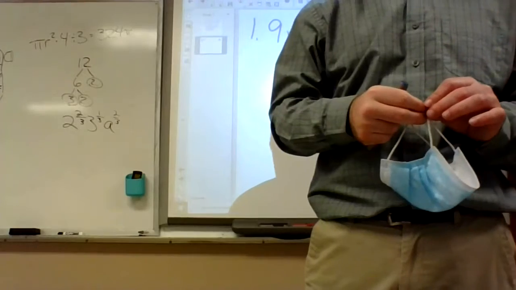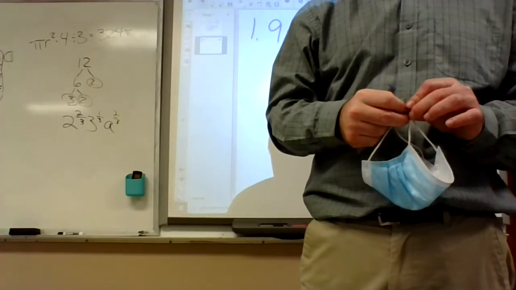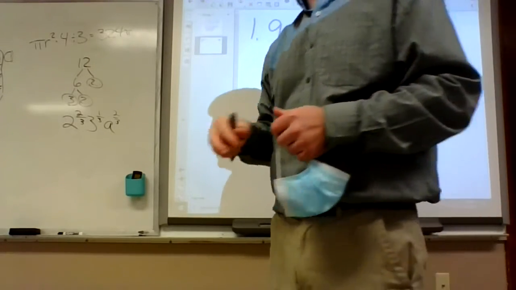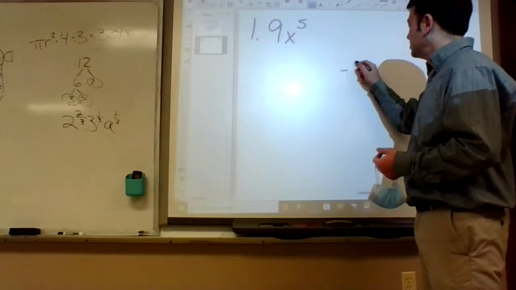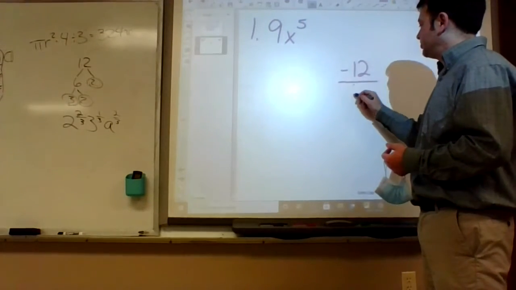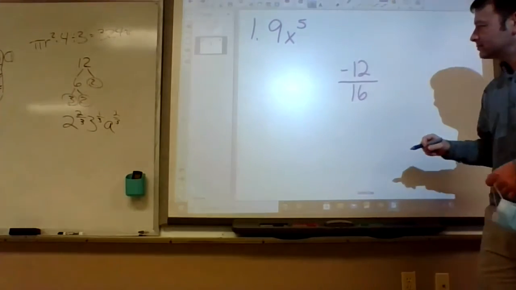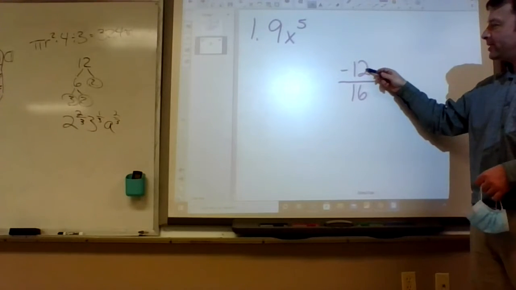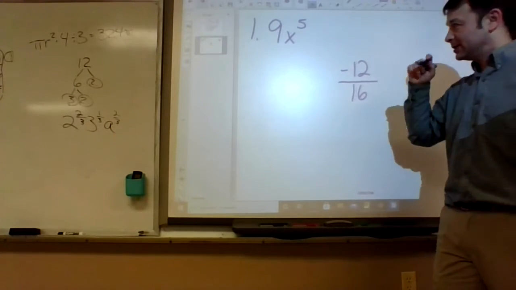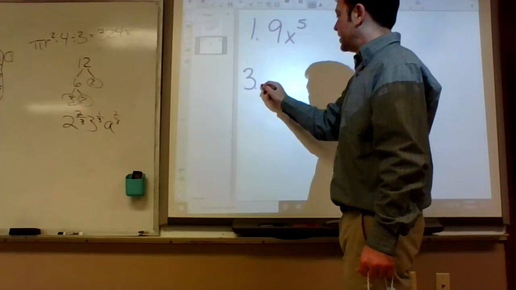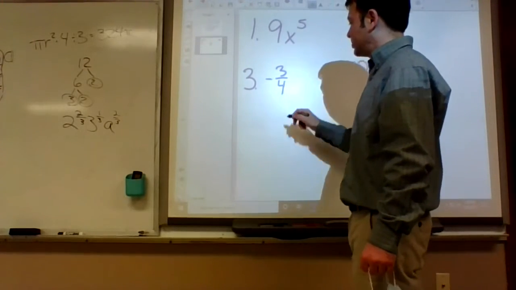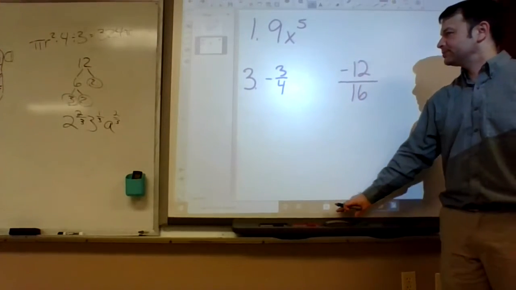Okay, number 3, Leo. Does negative 12 divided by 16 go in? It doesn't go into it, but what can we do with that? We can reduce it. If we divide by 4, what does that reduce to? Negative 3/4. So that's what we're going to do with the normal numbers.